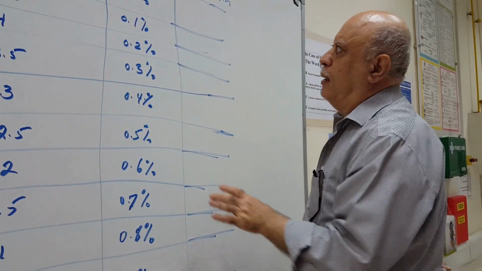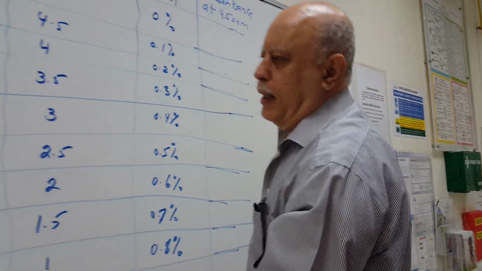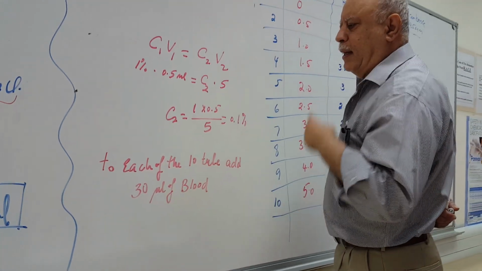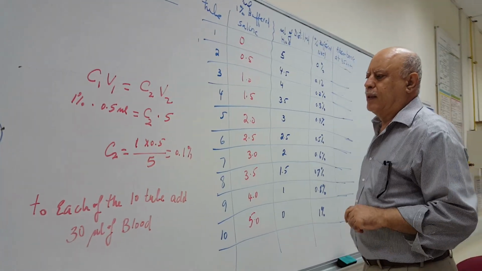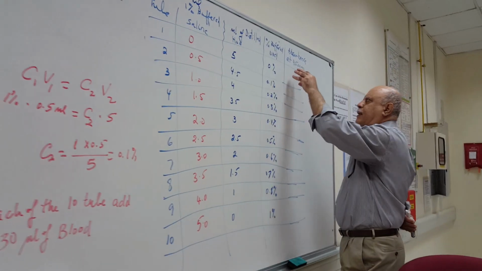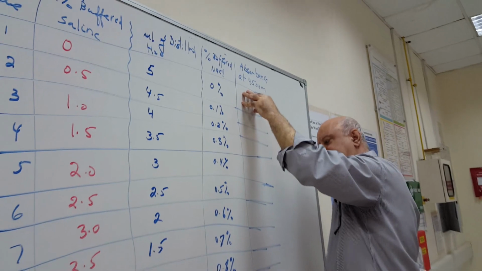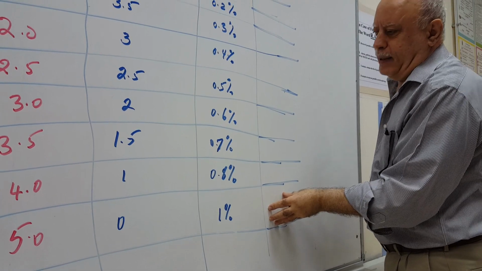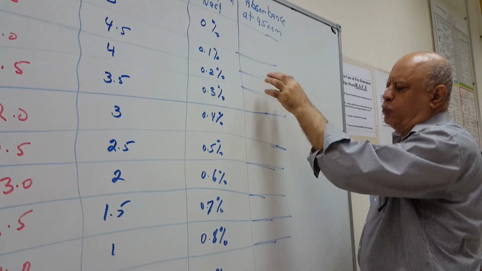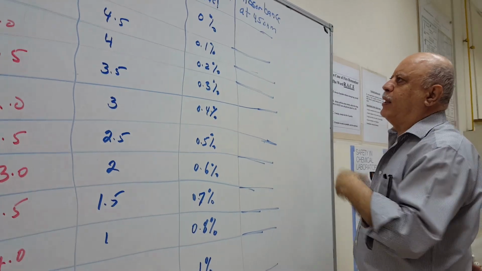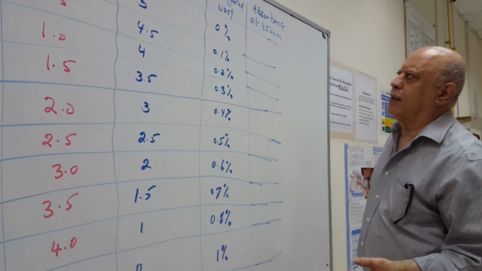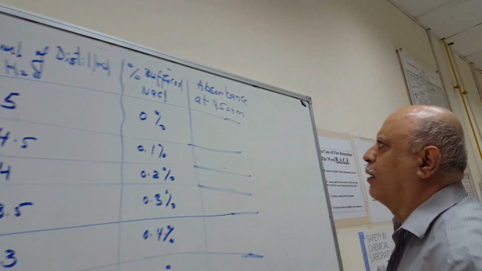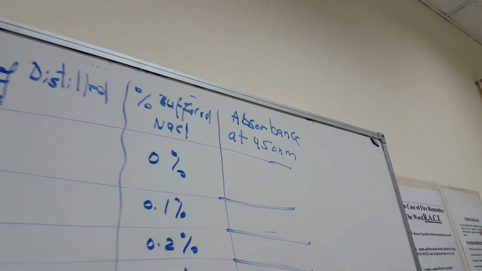Now, after we add the 30 microliter of blood, we wait for 5 minutes, and we spin the tubes. We notice here, since there is 100% hemolysis, the supernatant will be red. Here, since no hemolysis, the supernatant will be clear. In between, we calculate the percentage of hemolysis by measuring the absorbance.